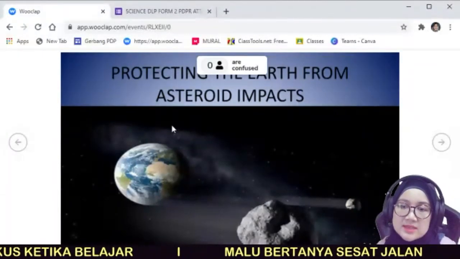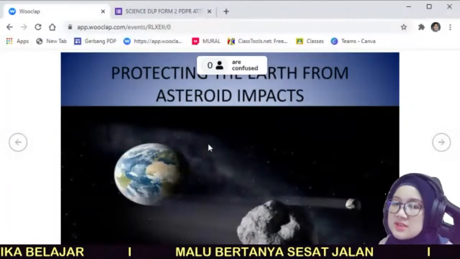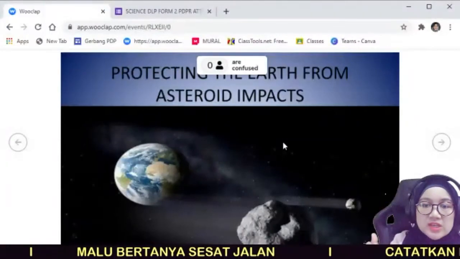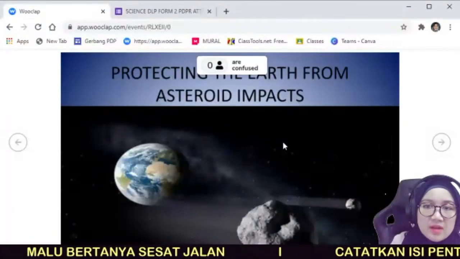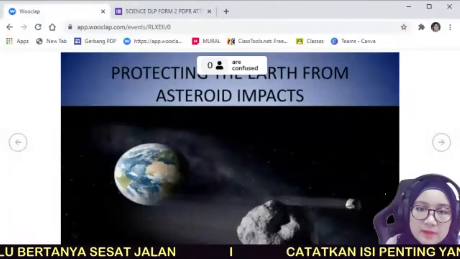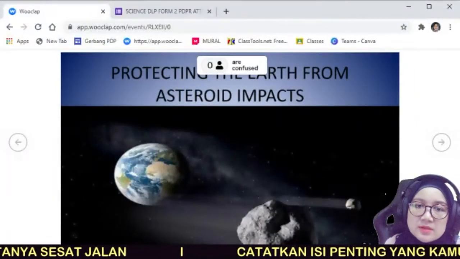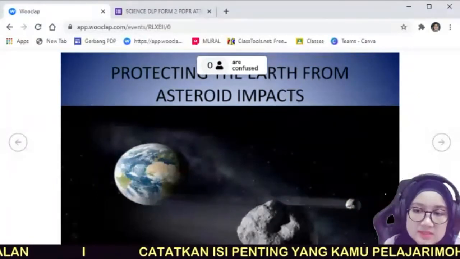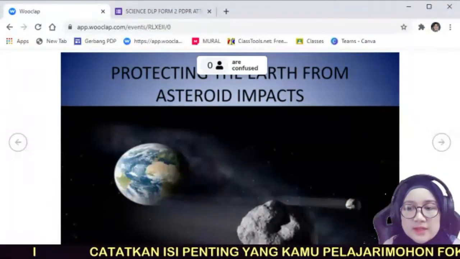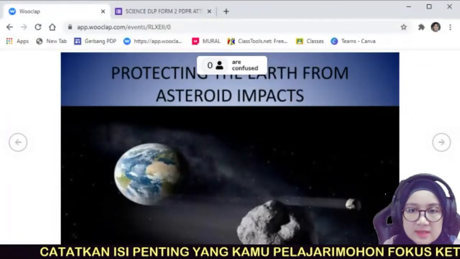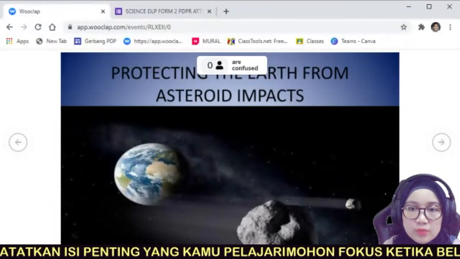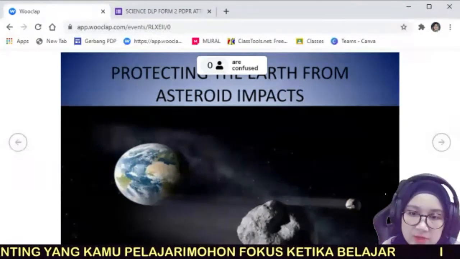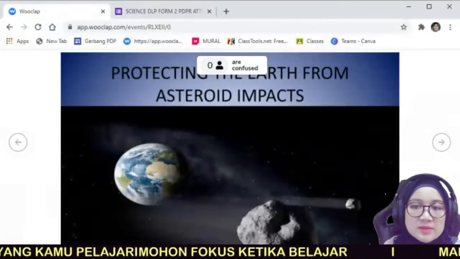Okay, so the ISS, the International Space Station, will detect all of the movement of the asteroid. All of the scientists keep studying this, and they will notify us from the ISS. The scientists in the ISS also will notify Earth about the movement of the asteroid. So when it comes closer, we can detect it.